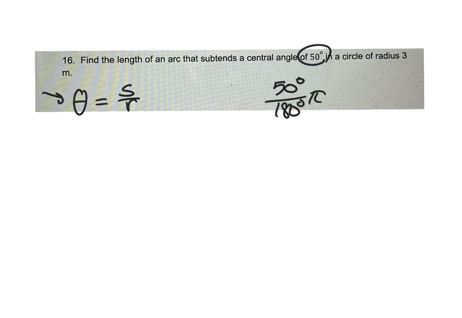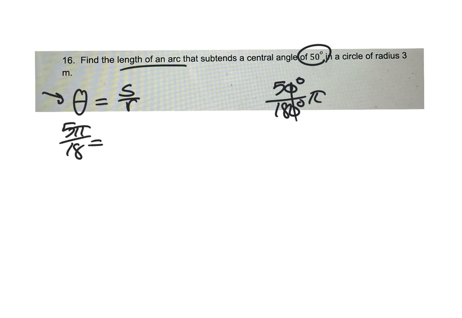16, find the length of an arc that subtends a central angle of 50 degrees and a radius of 3. I'm using this formula, a blast from the past a little bit. Remember, you can only use this formula for radians. They gave me degrees. So my first step, even though this is not going to be the answer, is to change this to radians. This is how we do that. If I reduce that, really the zeros just cancel. So I get 5 pi over 18.